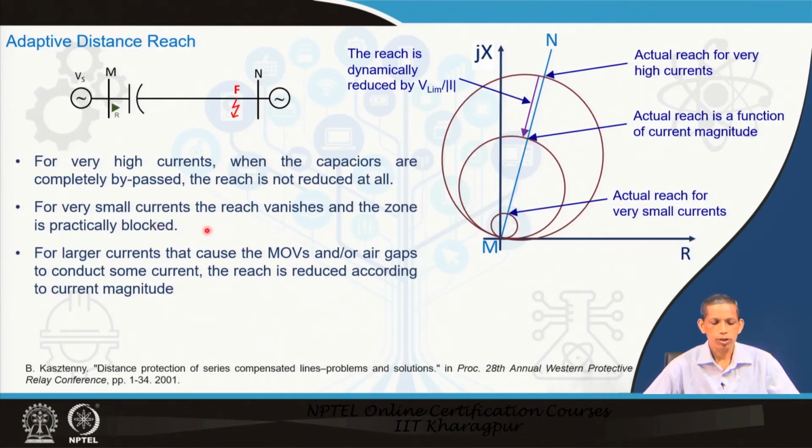So, for very small currents the reach vanishes and the zone is practically blocked, that we have seen. For larger currents, the MOVs and the air gaps conduct some current, and the reach is reduced according to the current magnitude. So, the reach is being reduced along this path. This approach is based on the magnitude of current: larger current, the reach is higher; smaller current, the reach is lower.